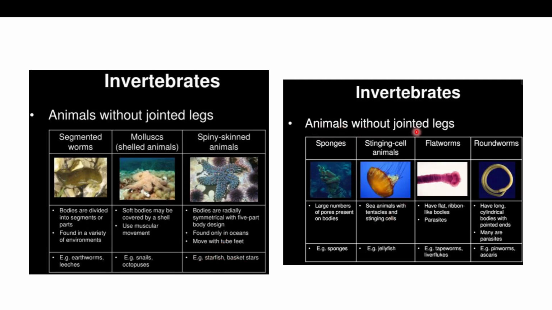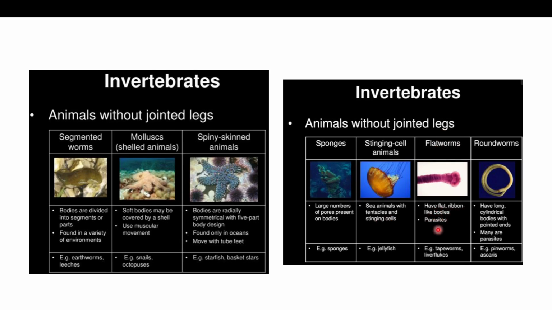Now, if we talk about animals without jointed legs, again we have sponges, porifera, with a large number of pores present on their bodies. Then there are stinging cell animals like jellyfishes, ctenophores, and sea animals with tentacles and stinging cells. They also have radial symmetry.